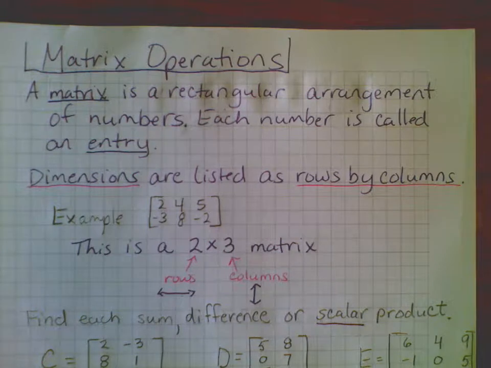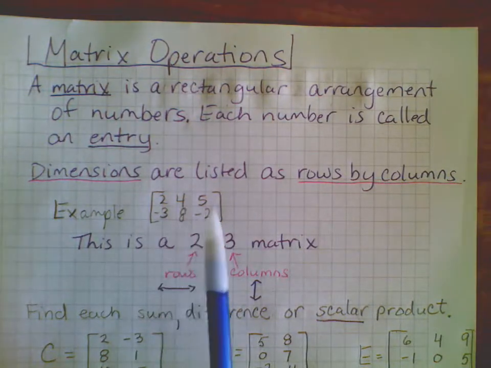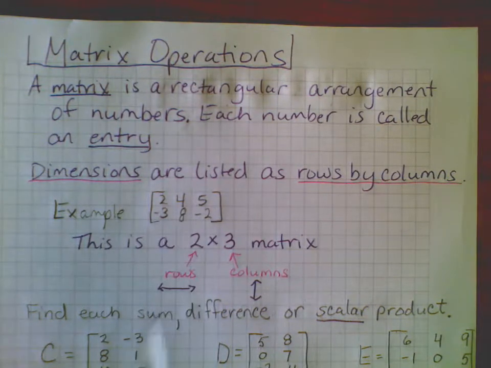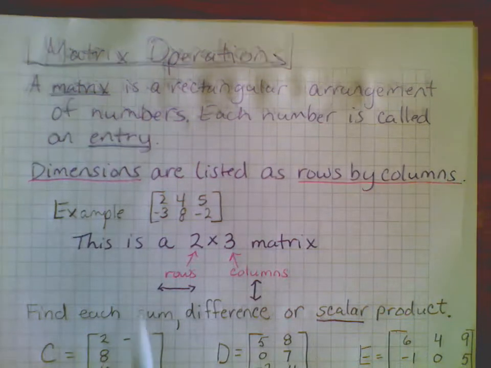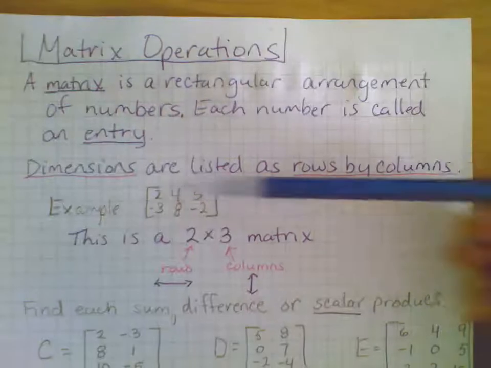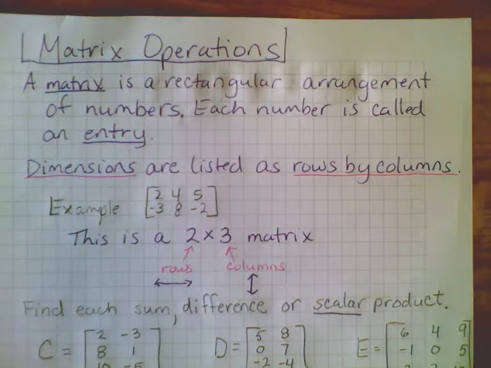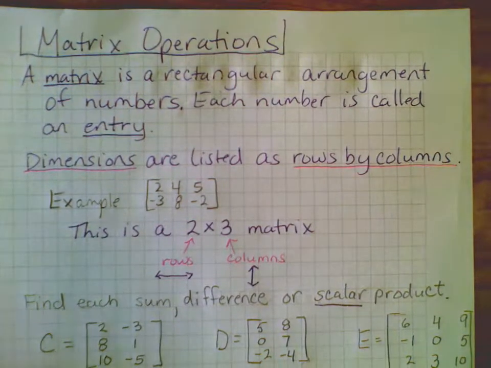Dimensions for the matrix are listed as the rows by columns, and then I've got an example right here. This is just a matrix, an arrangement of numbers, and this is a 2 by 3 matrix because it's got 2 rows. Okay, these are the rows, and it's got 3 columns: 1, 2, 3. So it's a 2 by 3 matrix.